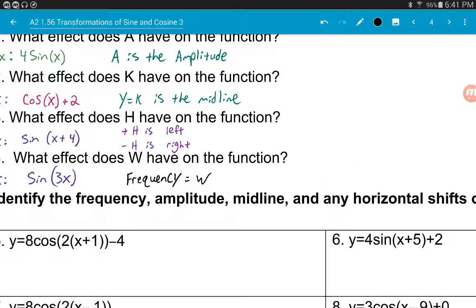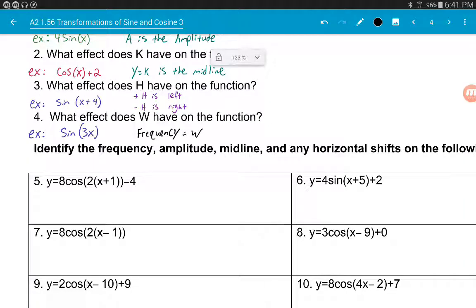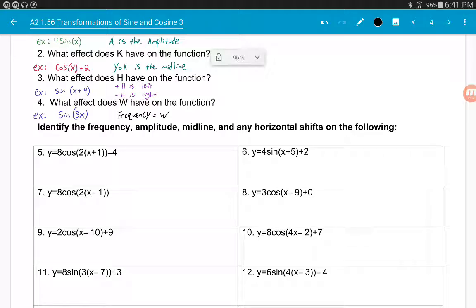Okay, so that's a rundown of what all these things mean. Now your goal is just to identify the frequency, amplitude, midline, and any horizontal shifts on all the following functions. So I'll go through 1 or 2 of them.